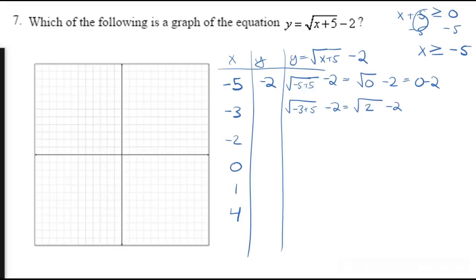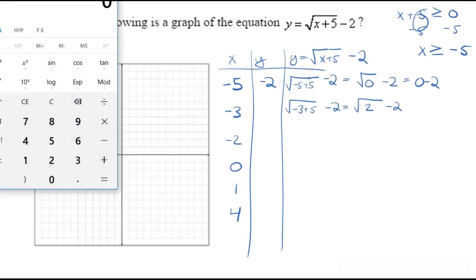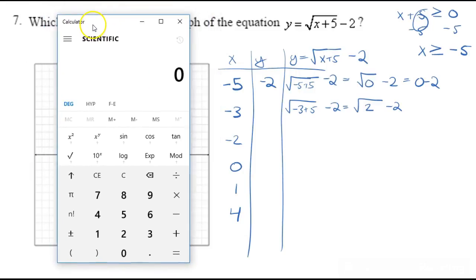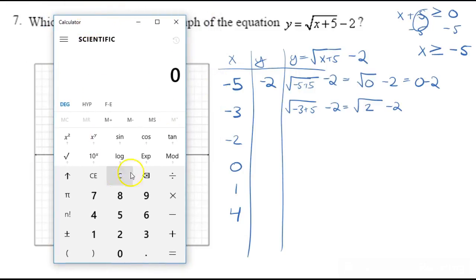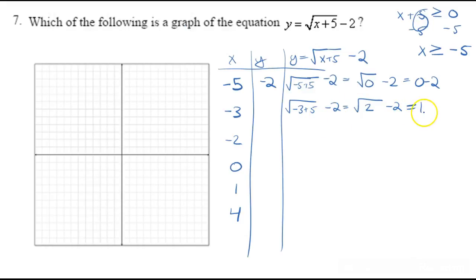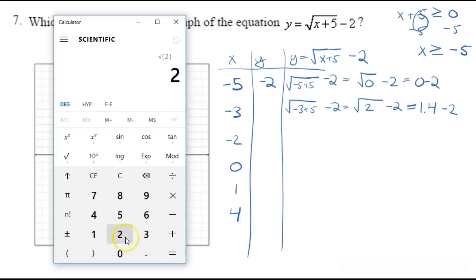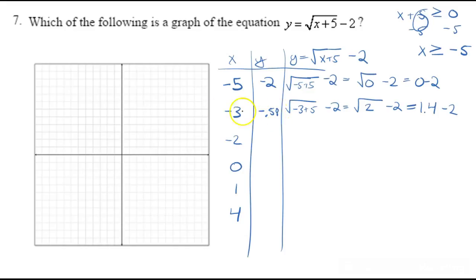So if you need to, you can pull up your calculator and find an approximation for that. So we have the square root of 2, which is about equal to 1.4, minus 2, or negative 0.58. Because remember, we're looking at our graph here, and we're trying to identify which graph, so it doesn't have to be exact. This is an approximation.